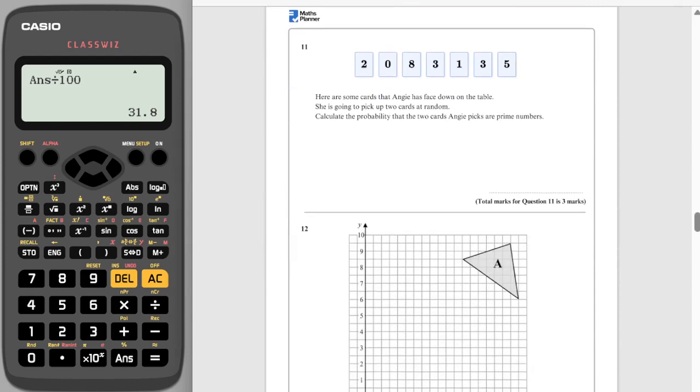Okay, question 11 then. Here are some cards that Angie has face down on a table. She's going to pick two cards at random. Calculate the probability that the two cards Angie picks are prime numbers.